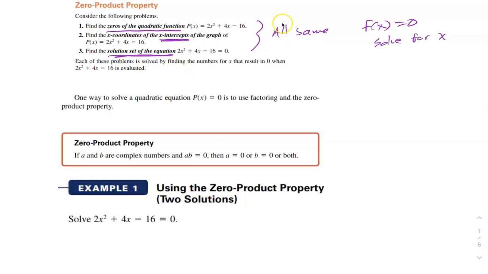Again, remember, you're saying the function equals 0. We're not substituting in the 0. We're setting it equal to 0 and we're solving for x. So all those mean the same: if you want to find the zeros of the function, if you want to find the x-intercepts, or if you want to find solutions to the set.